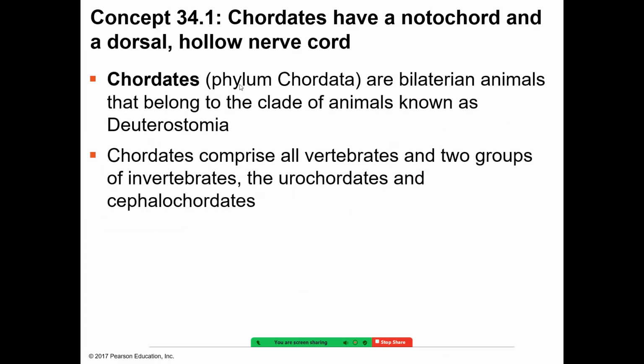So the phylum Chordata, of which we would call these chordates, they have a notochord and a dorsal hollow nerve cord. So we're going to talk about what this means. They are bilateran, meaning they are similar on two sides. Animals that belong to the clade of animals known as Deuterostomia. The chordates comprise all vertebrates in two groups of invertebrates, urochordates and cephalochordates.